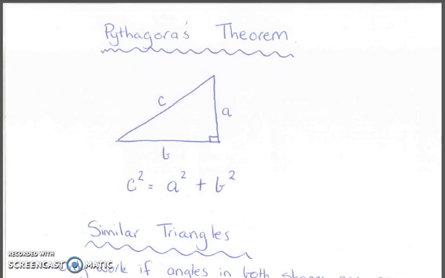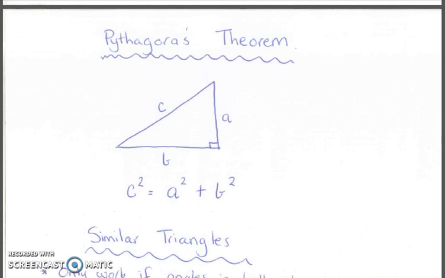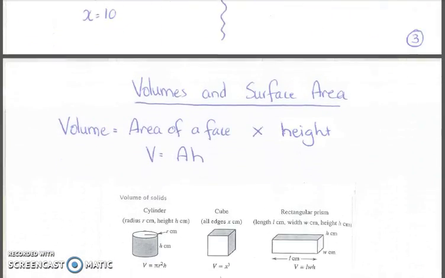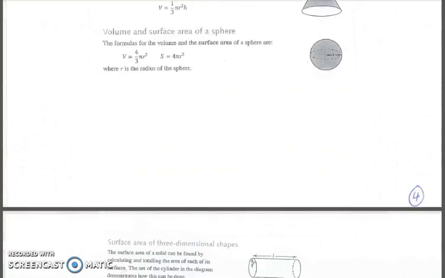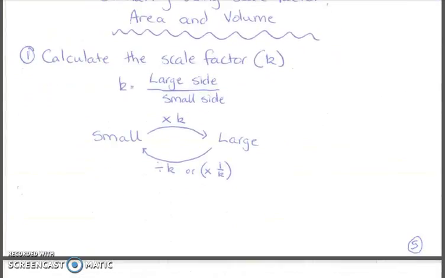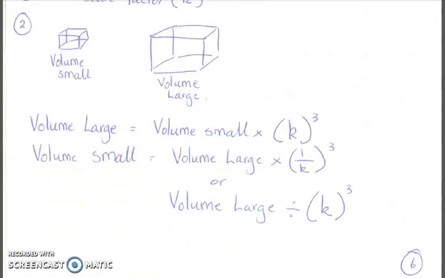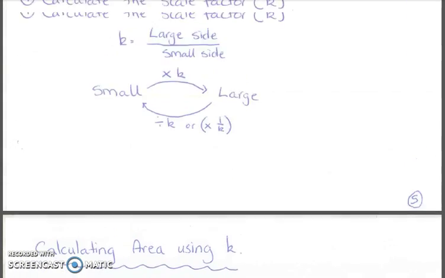Now, moving on to similar triangles, if you watch part 2 of this flip, I will go on to similar triangles, volume and surface area, and calculate using the K factor for area and volume.